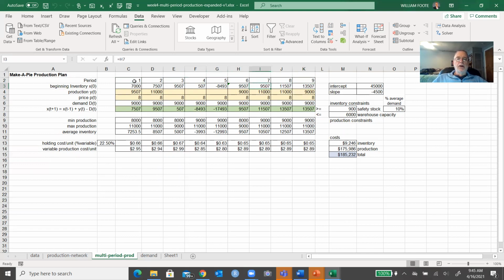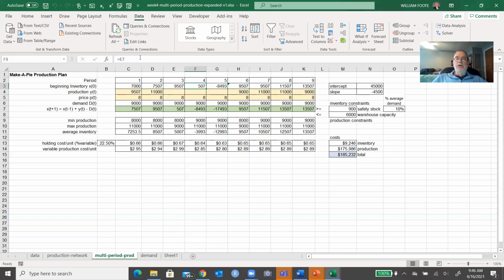And beginning inventory, well, this is starting still with 7,000. We have beginning inventory. We have demand and production, and you get ending inventory. None of that changes. And the ending inventory of period 1 becomes the beginning inventory of period 2. Okay, that's the model, very straightforward. And you just copy that all the way across.